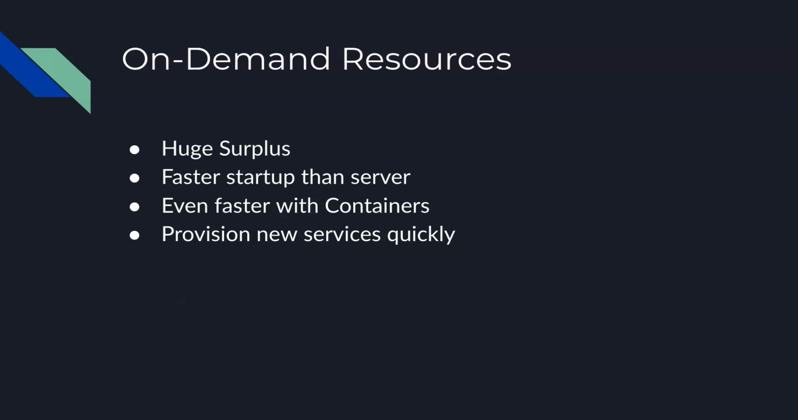And what do I mean by on-demand resources? Well, they have a huge surplus. AWS, one of the biggest names in this space, started because they needed to scale up for Thanksgiving, for Black Friday. They needed to be able to handle the huge rush of traffic. But then the entire rest of the year, they just had those servers sitting there doing nothing. So what did they do? They started renting them out to other companies.